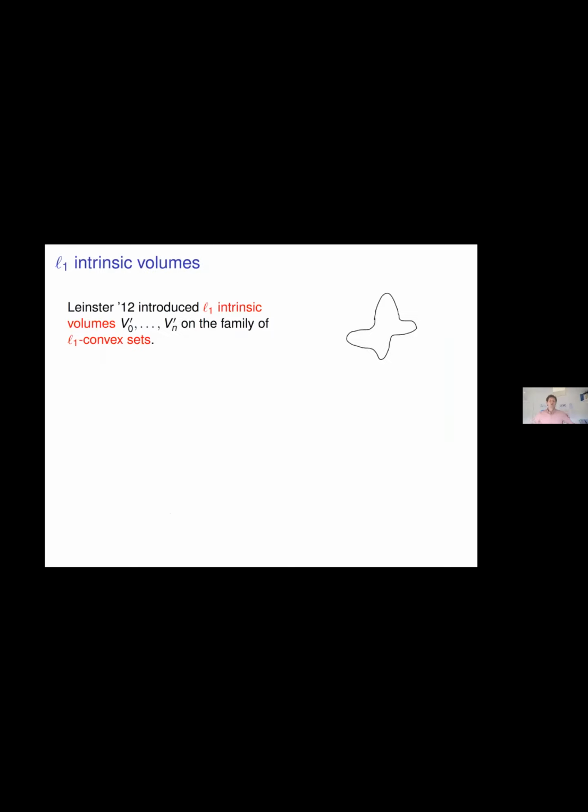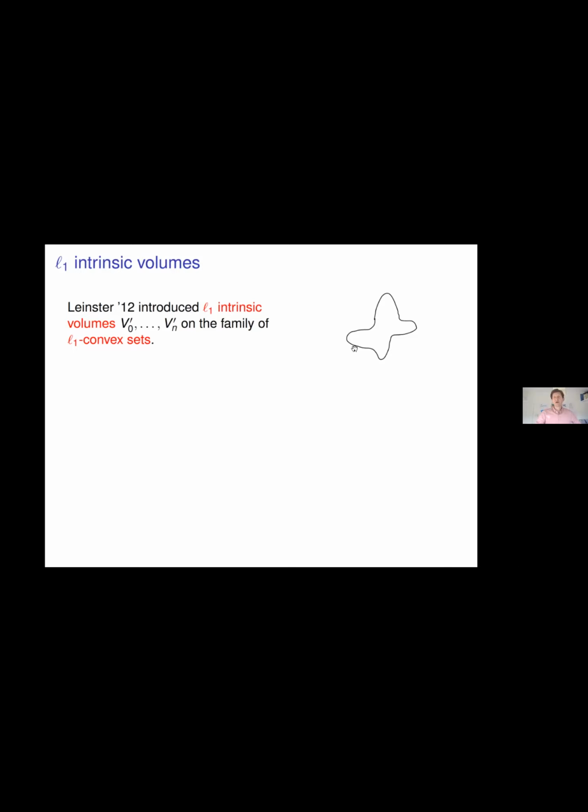Okay, now I'm going to move back to L1, and for this I need to introduce an analogous idea of intrinsic volumes, which Leinster introduced. He introduced them specifically in order to develop this connection with magnitude. So there is a family of things that I'm going to call L1 intrinsic volumes, and I'm going to write them just like intrinsic volumes, but with primes here. And an important point here is I'm going to be applying these not just to convex sets, but to a more general family of things called L1 convex sets.